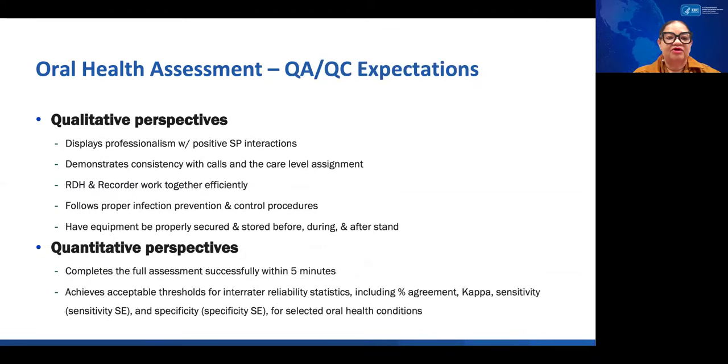And then we have QA, which is just quality assurance and quality control, just making sure that as we do these exams, we're really trying to make sure that we have everything in order from a qualitative perspective and a quantitative perspective. Next slide.